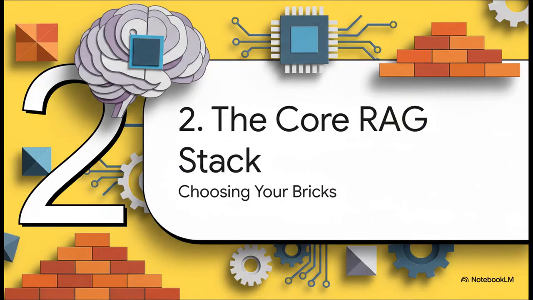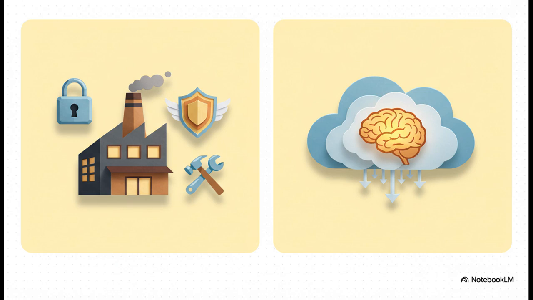Okay, now that we have our blueprint, it's time to choose our core building materials. Let's kick things off with the brain of the operation, the large language model itself. Now, what's really cool about this is how it reframes the choice. It's not about which model is just better. It's about which one is right for your constraints.